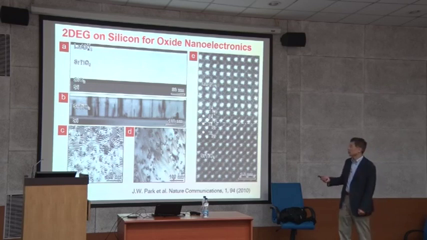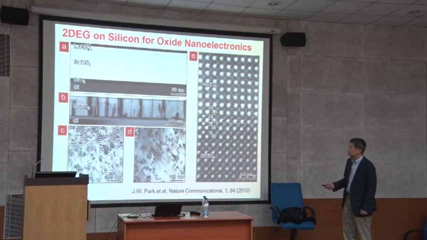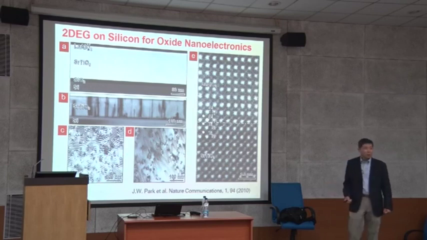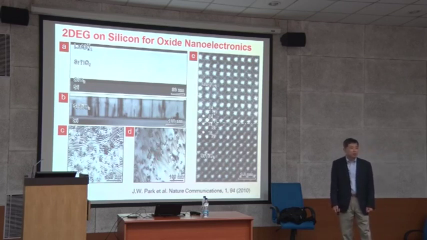Because when you grow, you have a lot of dislocations, and because the lattice mismatch is quite big, when you image it, these are moire fringes. You can see the moire fringes show very fine-grained domain structures, but after annealing, you can see much fewer defects there. So by doing so, we are able to get similar electron behavior at room temperature.